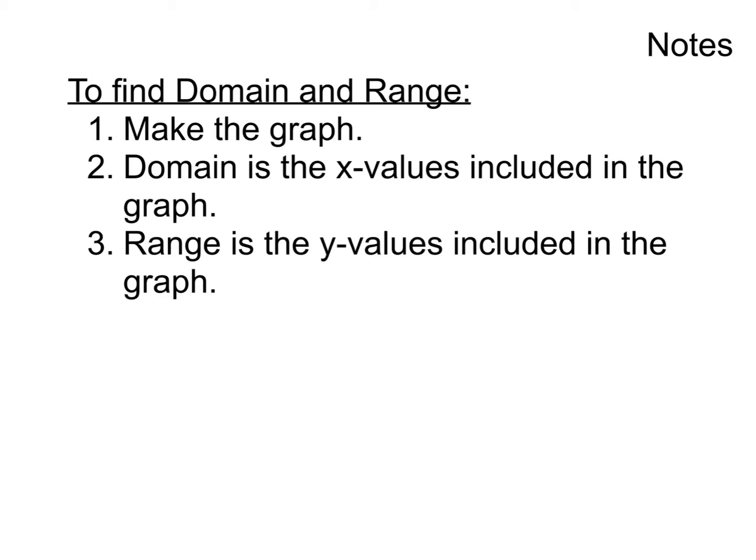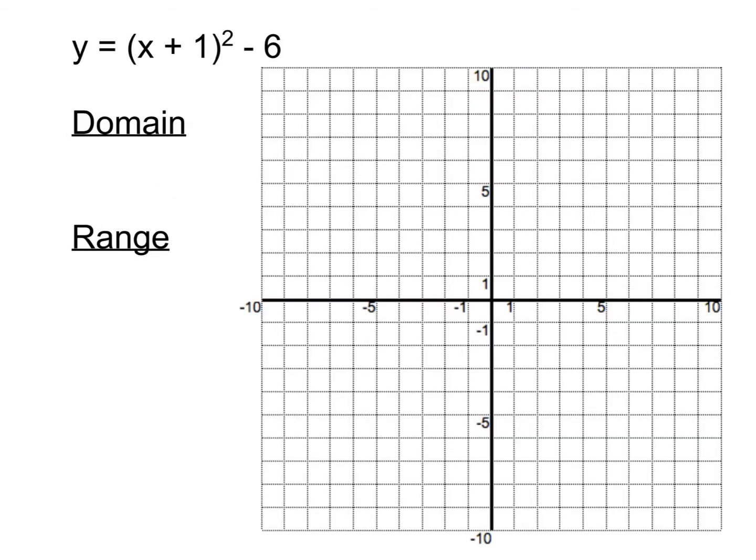Because we saw yesterday that the first thing we did was we make the graph. Because if we can visualize the graph, we can then see what the domain and range are. Because the domain is just a description of which x values are included on the graph. And the range is a description of which y values are included on the graph. So if you can see the graph, you can pretty much see the domain and range from that. All right, so let's go back to our original problem here.